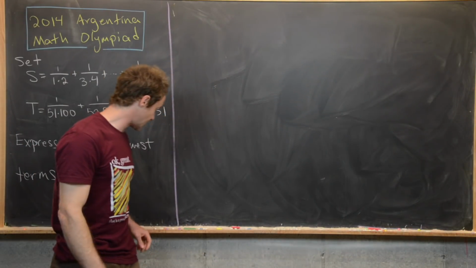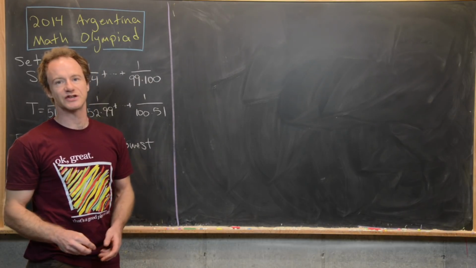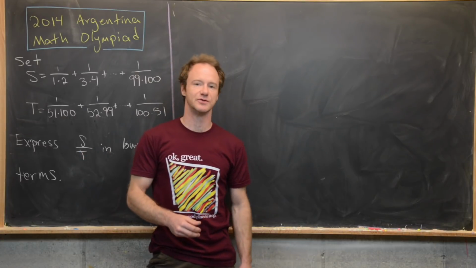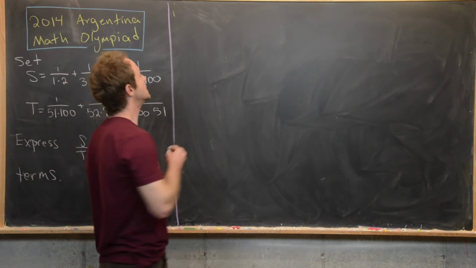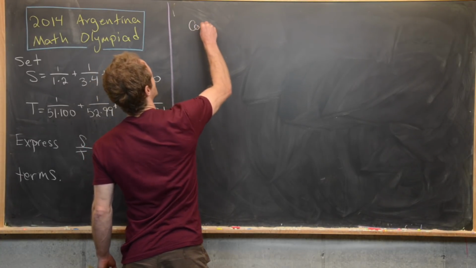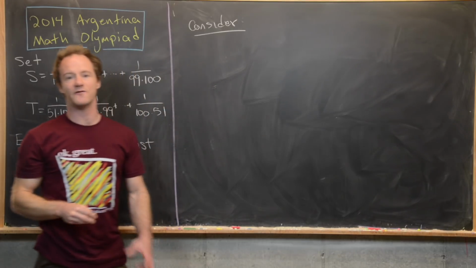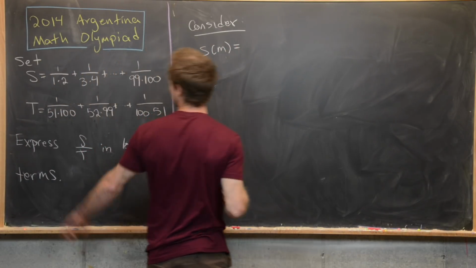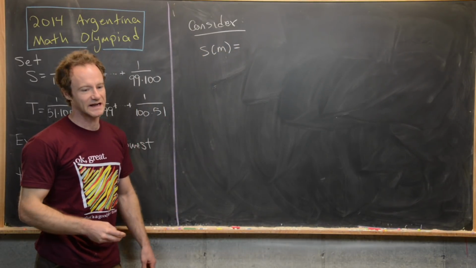Starting with that first hint, which was generalize this problem and use that generalization in order to make a guess for what S over T should be. Then if we've got a guess, it's easier to prove that our guess is correct. So here's what I want to do. I want to consider the following two functions of m. So I want to consider S of m. So this would be like S of 50, just kind of that's where we're getting at.